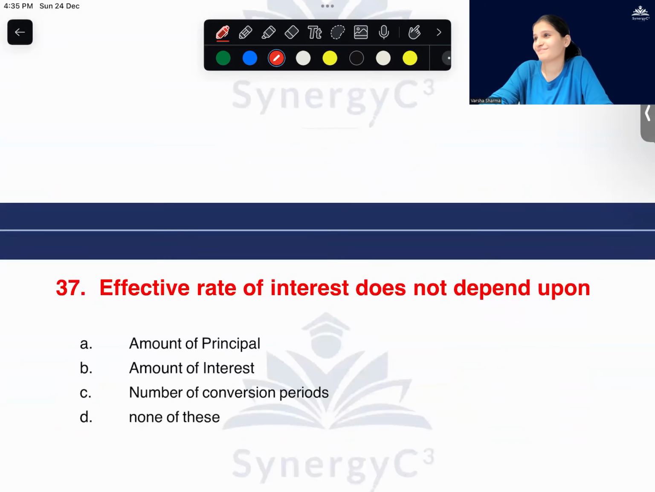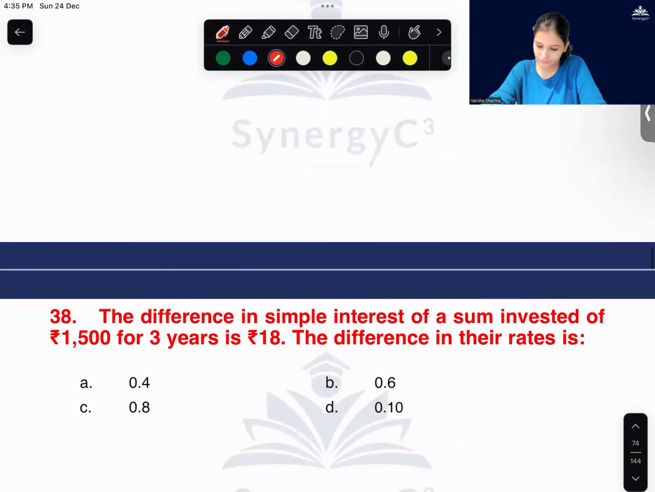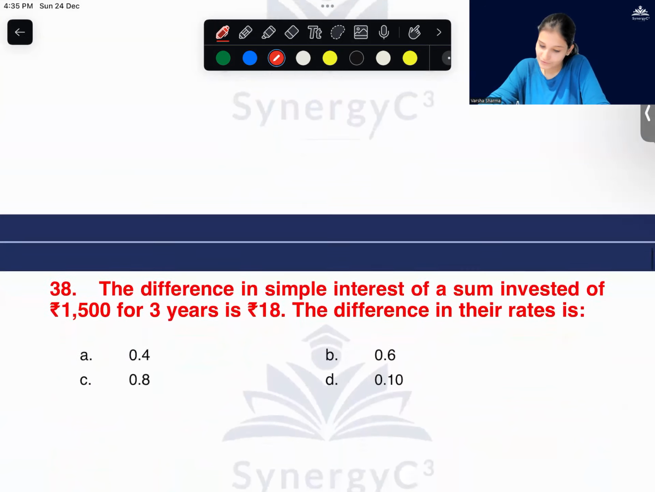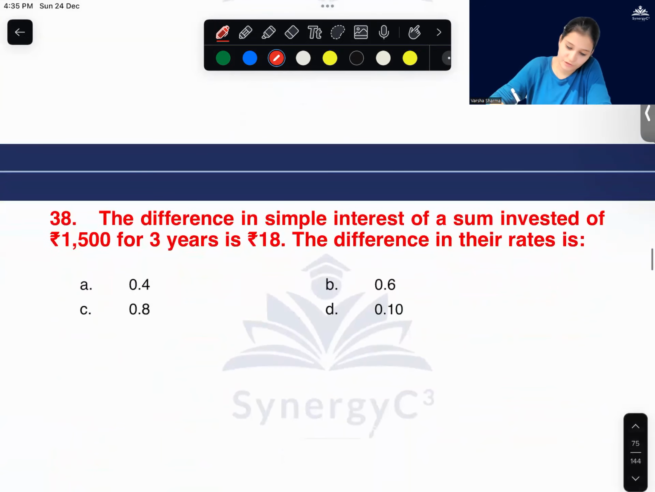Theory. You take into consideration the interest conversion period. We do take into consideration, but principal it doesn't matter because you always calculate effective rate of interest for 1 rupee. Very good question. This is the question I was talking about.